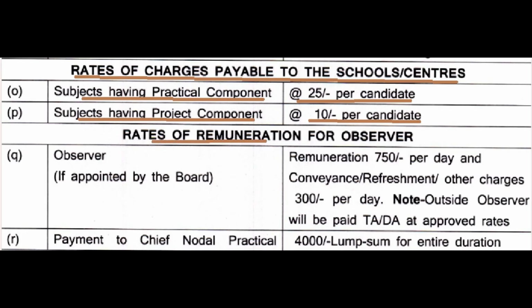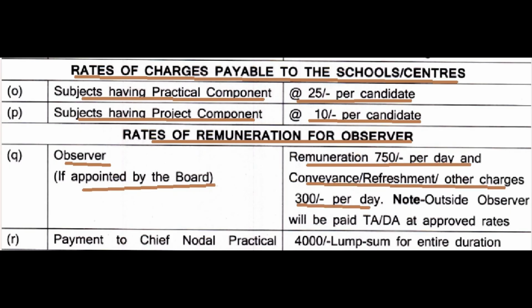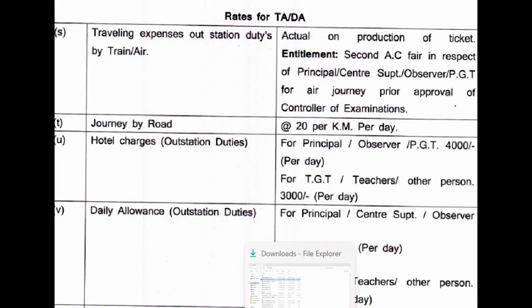And now the rates of remuneration for observer. Observer, if appointed by the board, remuneration will be 750 rupees per day and conveyance or refreshment or other charges 300 rupees per day. Note: outside observer will be paid TADA at approved rates. The payment to Chief Nodal Practical is 4,000 rupees lump sum for the entire duration.